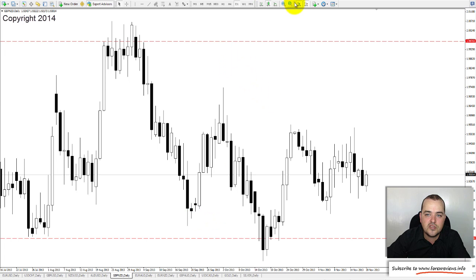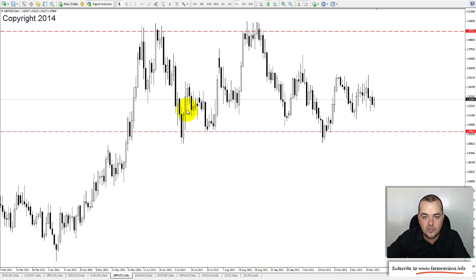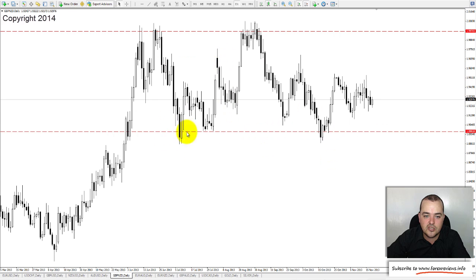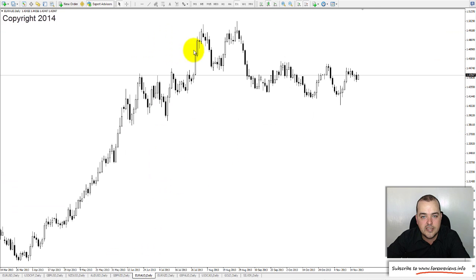Okay, so let's move on to the next chart. Okay, so you can see some nice clear structure, support and resistance. Okay, now let's move on to the Euro AD. Okay, so let's go through the steps again. Now this just looks like a normal price chart, right? Let's go through the steps.